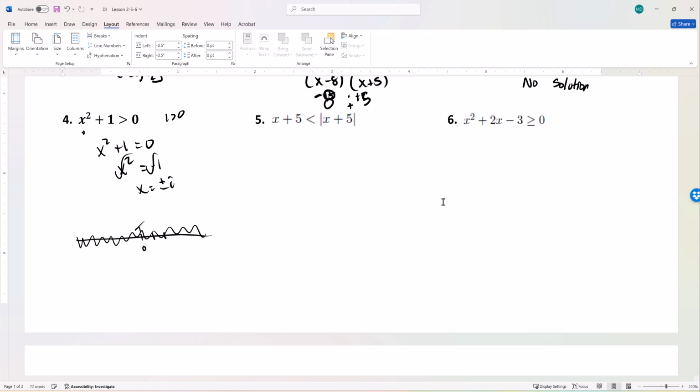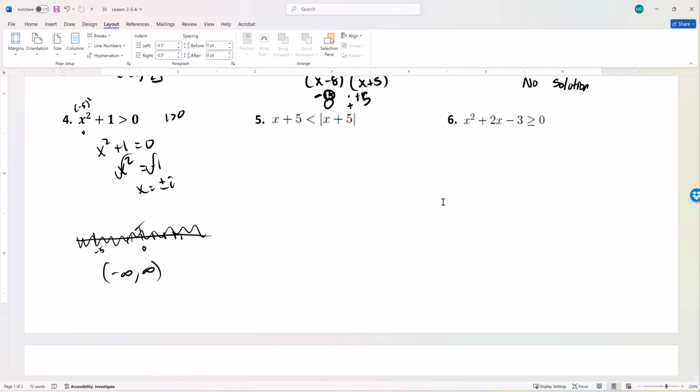Now, every single value that you plug in, it's going to be true. I can plug in 5. 5 squared plus 1, 26, greater than 0. I can plug in negative 5. Negative 5 squared, that's 25 plus 1. That's 26. That's also greater than 0. There's not a single number that you can pick that won't make that statement true. And so my answer is negative infinity, positive infinity.